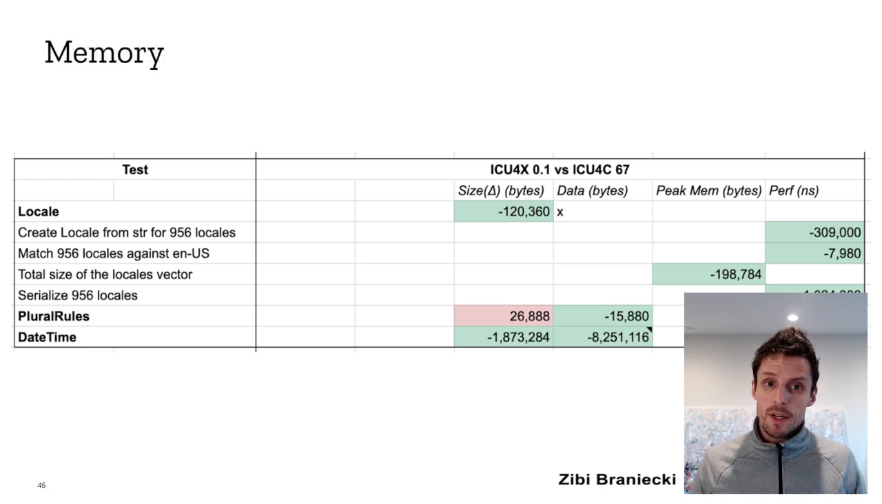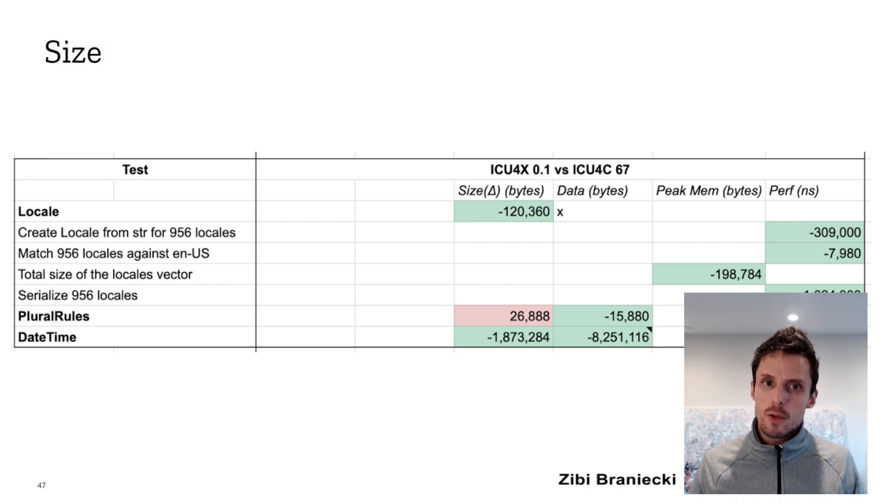With memory, we are really early. We are planning to hook up some instrumentation to measure peak memory. The only measurement we have is a microtask around storing a list of 1,000 locales, and we kind of believe that we have around 200 kilobytes savings there.